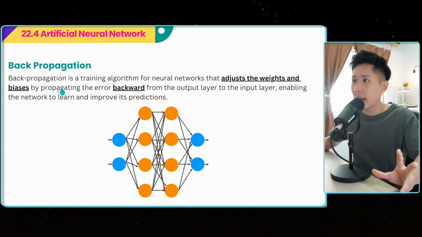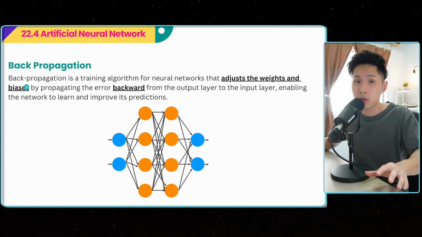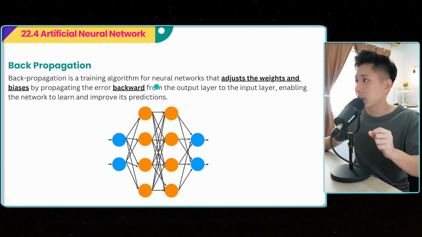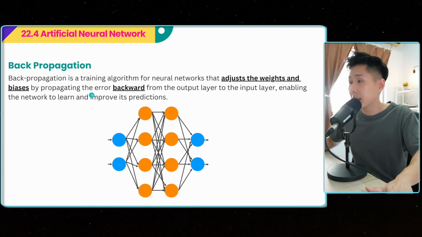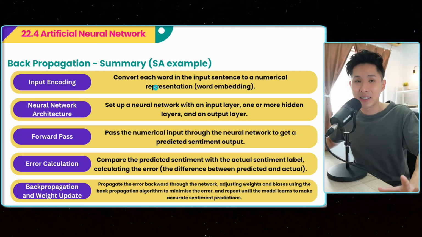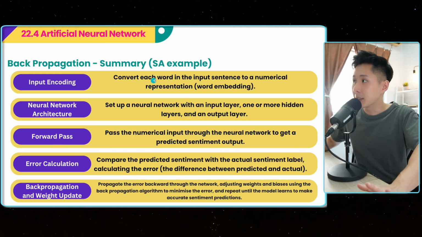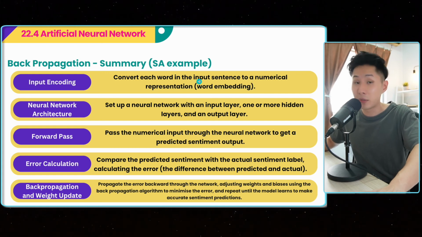And before we do that, the algorithm will go through this process called backpropagation. It is a training algorithm for neural networks that adjusts the weights and biases by propagating the error backward. So what does it mean? Let me explain the few steps. So this is not an easy concept. So first you have to convert each word in the input sentence to a numerical representation.